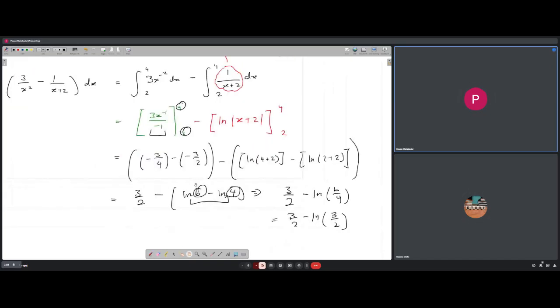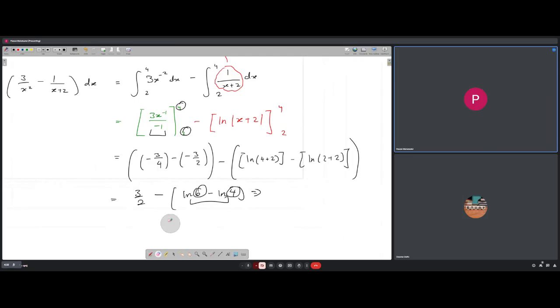Give me a sec, let me just check if that's correct. Hang on a second. No, something's off. What's wrong? Minus 3/4 plus 3 over 2. Minus 3/4 plus 3 over 2. Okay, I've made 2 stupid mistakes.